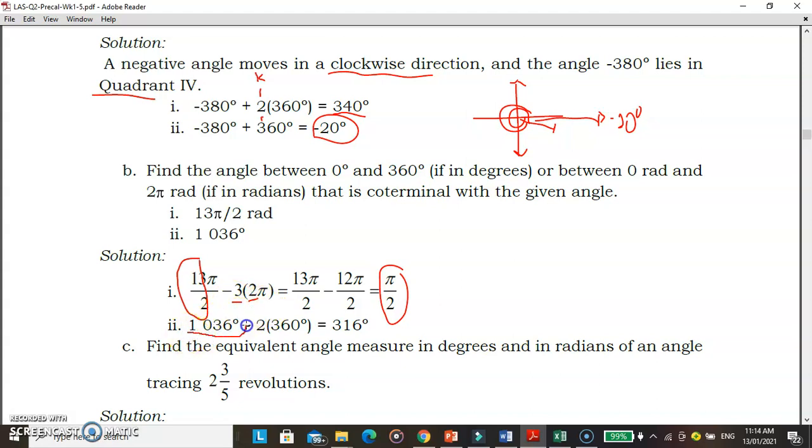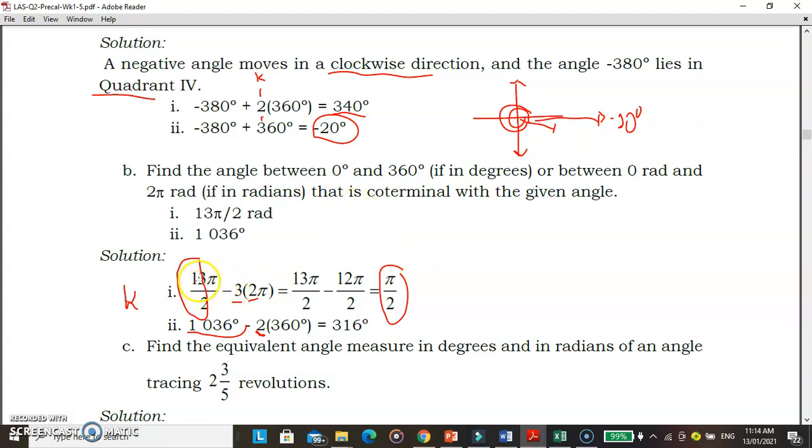Meanwhile, here, 1036, we just divide it by 360. The result is 2.87, and we will just take out the whole number, which is 2. And that is what we placed as the value of our k. So this is a shortcut to know how many times it rotated without really illustrating them, because it is difficult to estimate by drawing how many rotations there are. So we will just use that method.